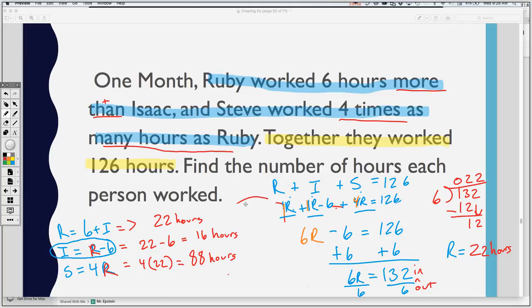How could I check my work? Plug them in? Well, I already plugged them in. What should they equal if I add them all up? All right, let's check real quick. 88 plus 16, do one at a time. 6 plus 8 is 14. 8, 9, 10. So this is 104. Add the 22. This will be 126. Okay, so I added up all three. 1, 2, 3. Checks out. 126 hours altogether. And together they should be 126 hours.